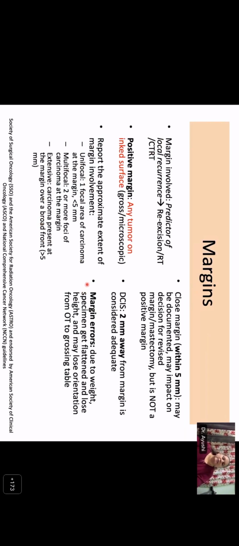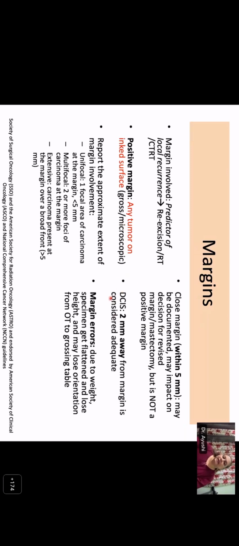Also, there is a practice in most institutions to report close margins, that is within 5 mm of any margin, suppose lateral margin or medial margin. If the tumor is 2 or 3 mm away, it is documented in the report. It may impact the surgeon's decision for revision or mastectomy, but it is not a positive margin. Close margins are not positive margins. Only tumor directly involving the ink surface is considered a positive margin.